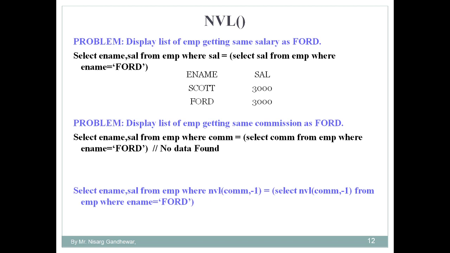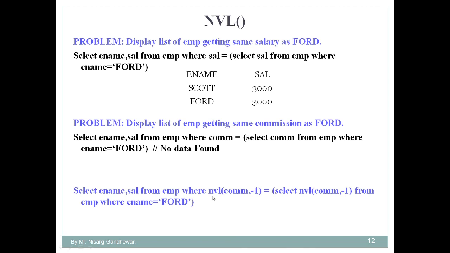For example, 800 is already present in the table, and suppose here I am writing NVL commission comma 800. In this case, wherever you find the value of commission as null, it will be replaced by 800. So it's wrong. Whenever you are replacing the value, you should replace it with a value which is not present in the table, so that it will help you to understand this. So here we consider it as -1 because such a salary is not there.